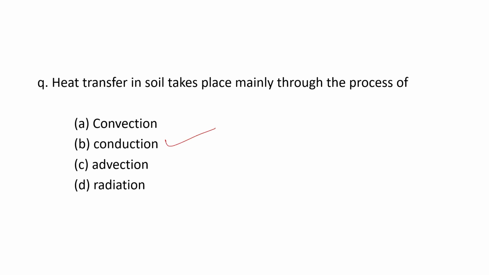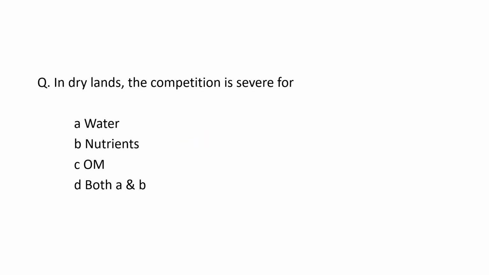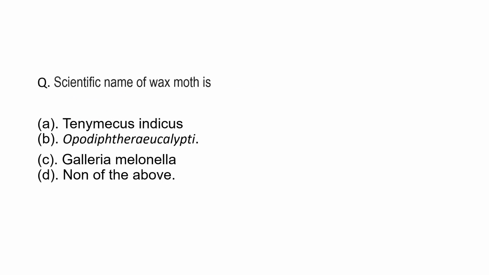So right option kya hai? Conduction, B. In dry lands, the competition is severe for the right option is A, for water. Scientific name of wax moth is, the right option is C, Galleria mellonella.